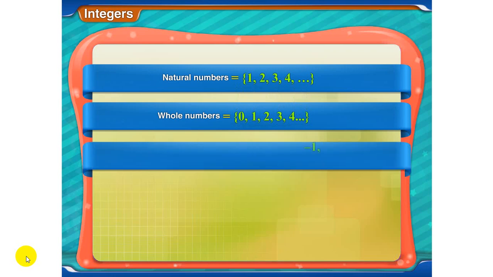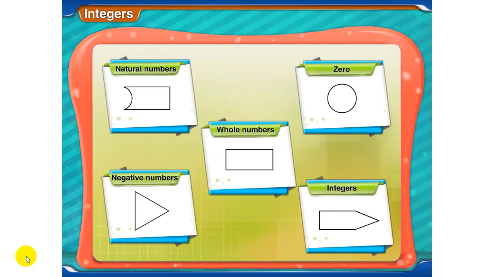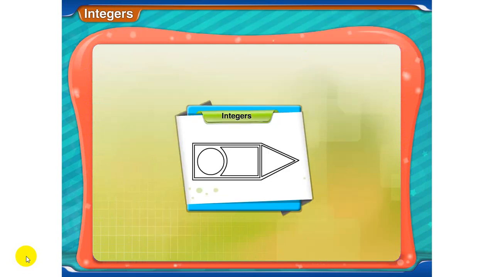Now we find that there are negative numbers too. If we put the whole numbers and the negative numbers together, the new collection of numbers is known as integers. In this collection, 1, 2, 3, 4, and so on are said to be positive integers, and -1, -2, -3, -4, and so on are said to be negative integers. Let us understand this by the following diagram, in which all the earlier collections are included.